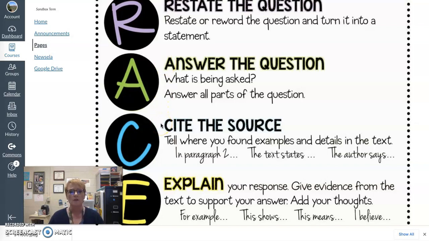The C stands for cite the source. This is where you are providing specific textual evidence. Now in this chart, it says it's okay to just reference where the text states that. I want you to put quotation marks around it and pull out the actual quote. And then the E asks you to explain your response. You want to make sure you explain how the textual evidence answers the question. Let me show you an example.